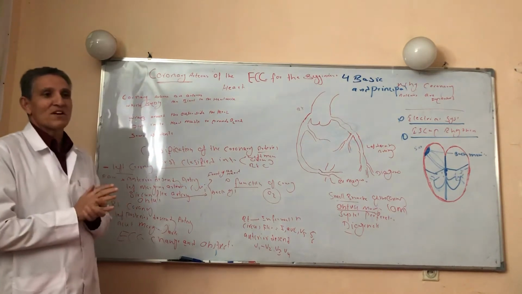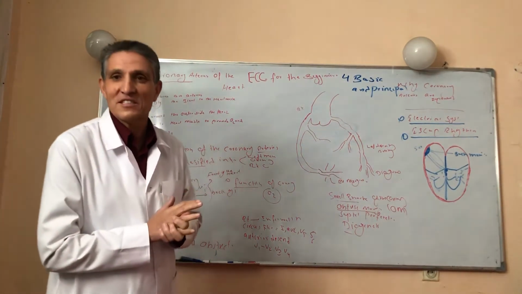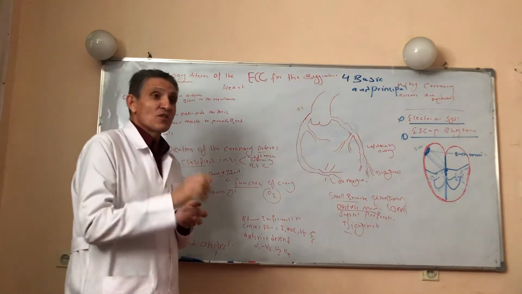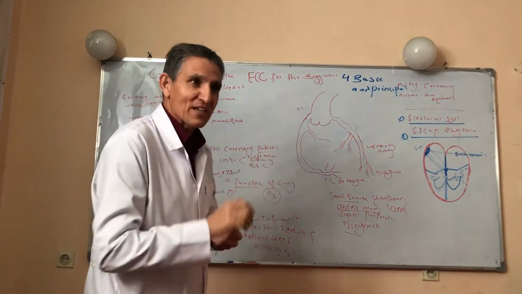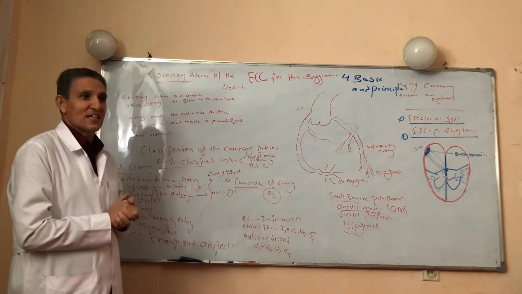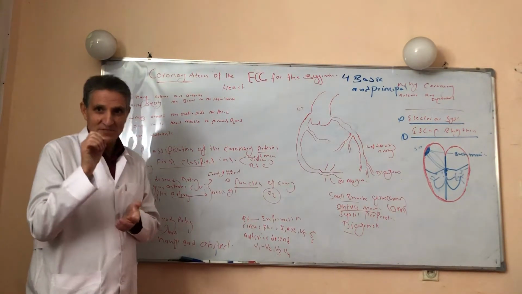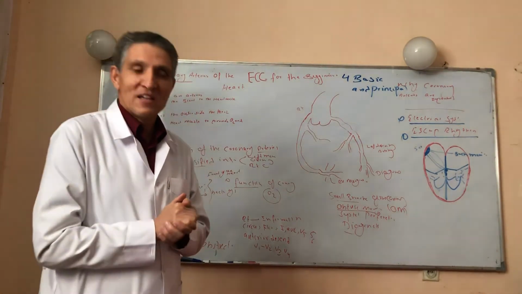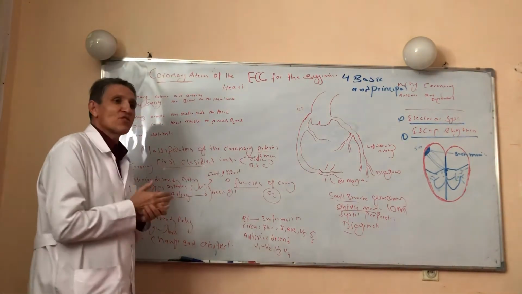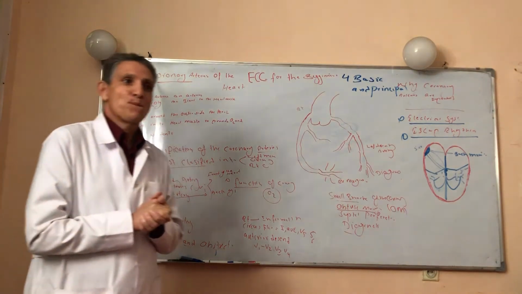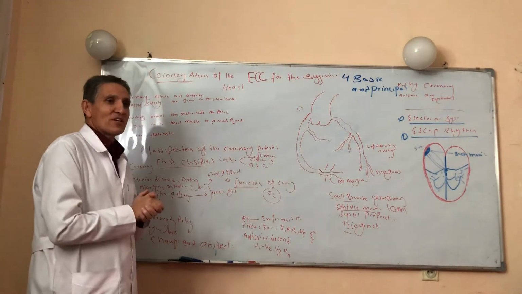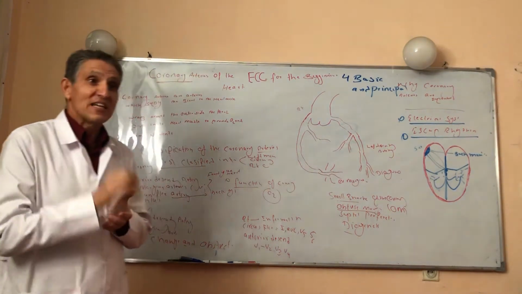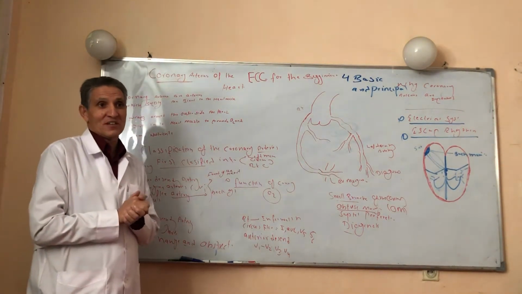Function of the left coronary arteries. What is the function of the left coronary artery? To carry blood to the left ventricle. The left coronary artery supplies blood to the left atrium and left ventricle. The right coronary artery supplies blood to the right atrium, right ventricle, as well as the SA node and AV node.